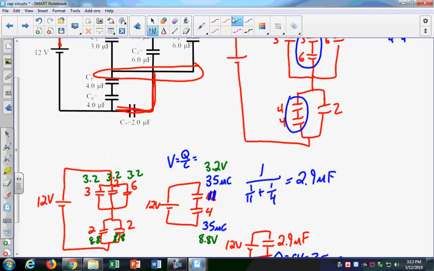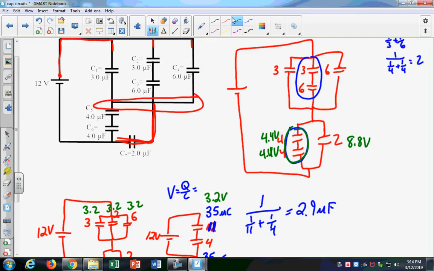Then over here, these two capacitors right here, they share 8.8 volts. So that means I have 4.4 volts and 4.4 volts. And here I have 8.8 volts. And then these up here, I have 3.2 volts, 3.2 volts. And these two share 3.2 volts. They split it up between them. And I have to figure out what is the voltage on each of those. It's not trivial because the number doesn't split up evenly.